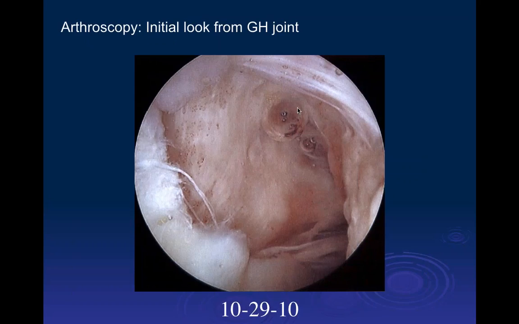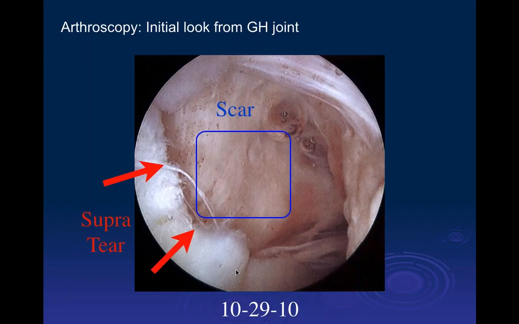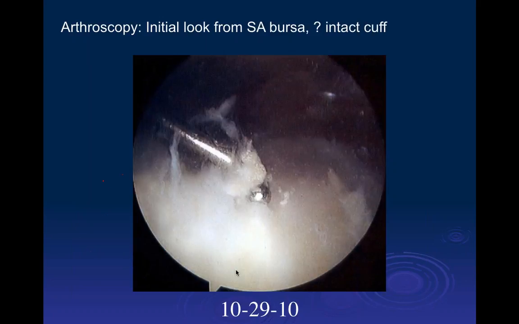This is what the patient then went into arthroscopy. This is the initial look from the glenohumeral joint space. What we can see here is this is the supraspinatus tendon. That's the tear of the tendon. And all this tissue we see back here is the scar in situ or the scar tissue.